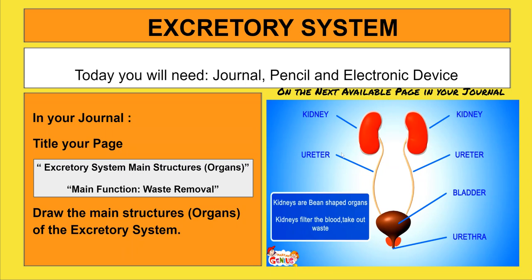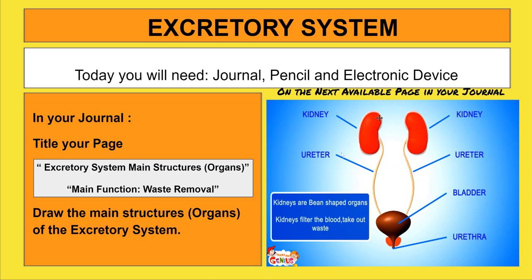In your journal, title your page "Excretory System Main Structures or Organs," and also title it "Main Function is Waste Removal." Next, you would draw the main structures of the organs of the excretory system. All right, let me explain what you're looking at.